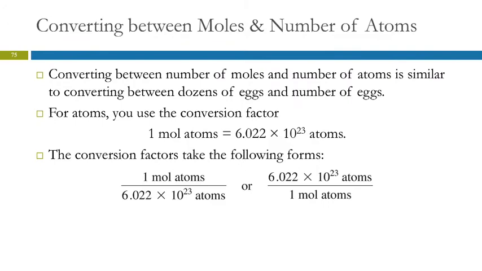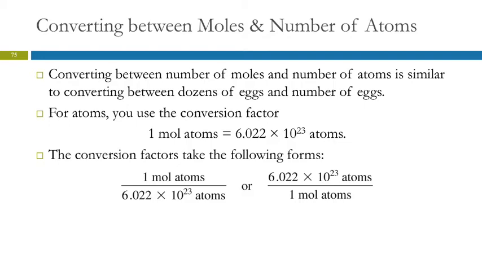We can convert between moles and numbers of atoms in the same way that we use dozens. So we can convert between eggs and dozens of eggs, right? You go to Costco and you can buy 5 dozen eggs. How many eggs is that? 60. How did you figure that out? 12 times 5. 5 dozen means 5 groups of 12, right? There are 12 eggs in a dozen.